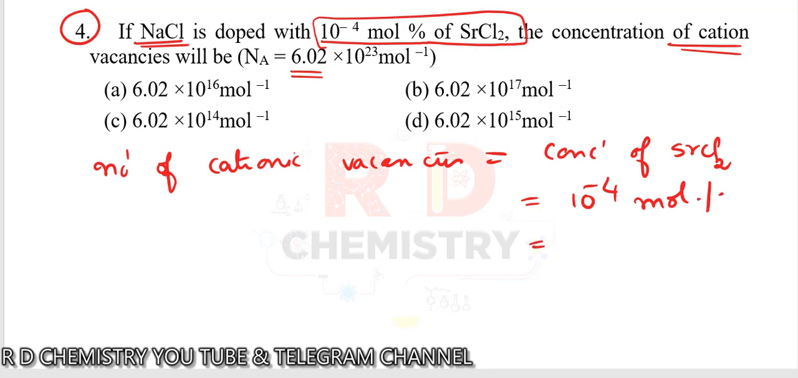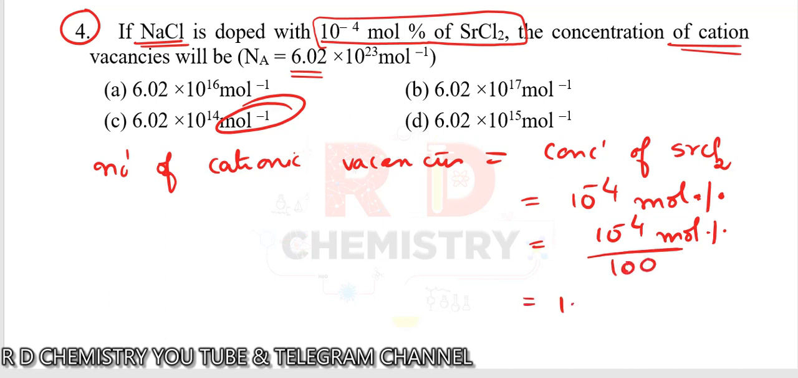The concentrated doped material is equal to 10 power minus 4 mole percentage. The final answer is not in terms of mole percentage, the final answer is in terms of per mole everywhere. So get rid of this percentage. So 10 to the power minus 4 mole percentage divided by 100, to remove the percentage, which is equal to 10 power minus 6 in terms of mole. Clear? But the answer is not in terms of mole. It should be per mole.